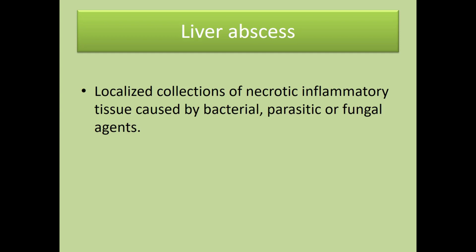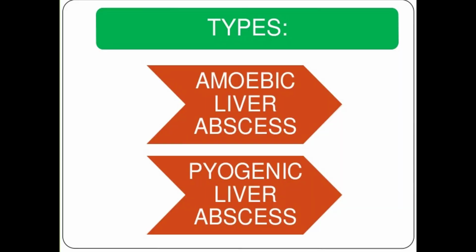Okay, so liver abscess is basically a localized collection of necrotic inflammatory tissue caused by bacterial, parasitic or fungal agents. Here we will be talking about only bacterial and parasitic types of liver abscess, and we will not talk about fungal liver abscess because this is not that common. As we have talked earlier, we are dividing liver abscess into two main types, the amoebic liver abscess and the pyogenic liver abscess.